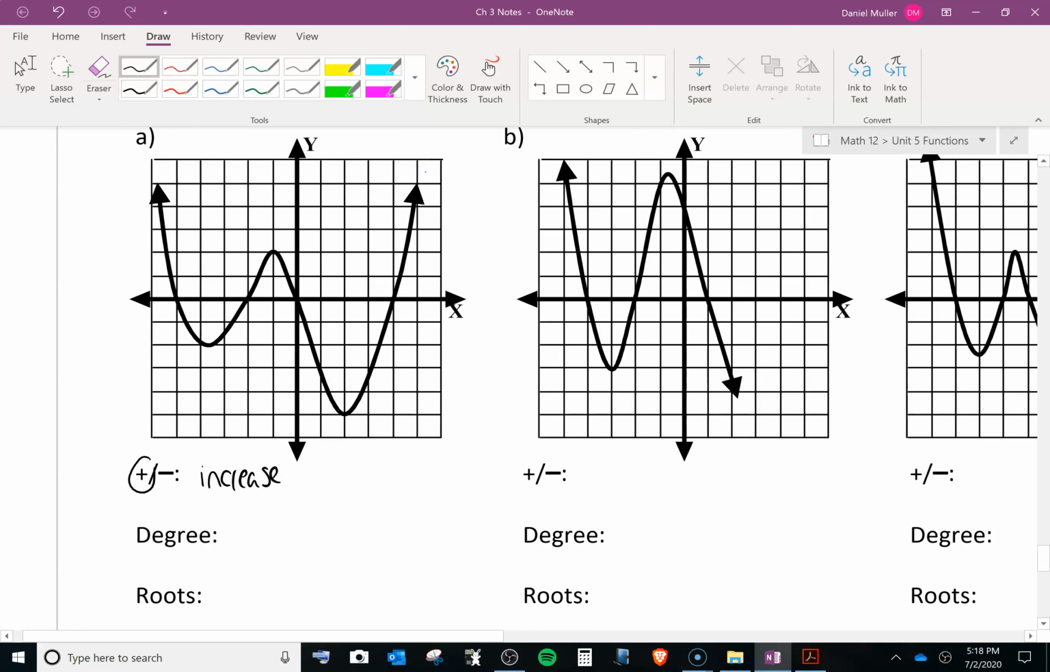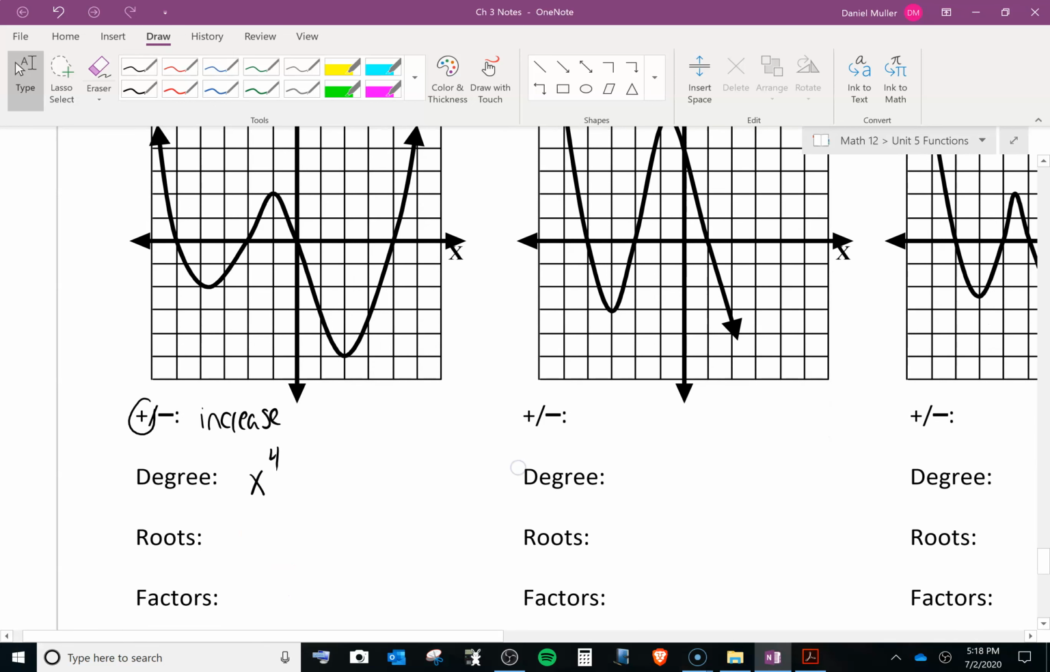The degree, that's sometimes a little tricky, but I see 3 turns here, so I would say that's going to be a degree 4. It should probably be an x to the 4. Roots, well, those are right here. So we can write them down, and then you can write down the factors.